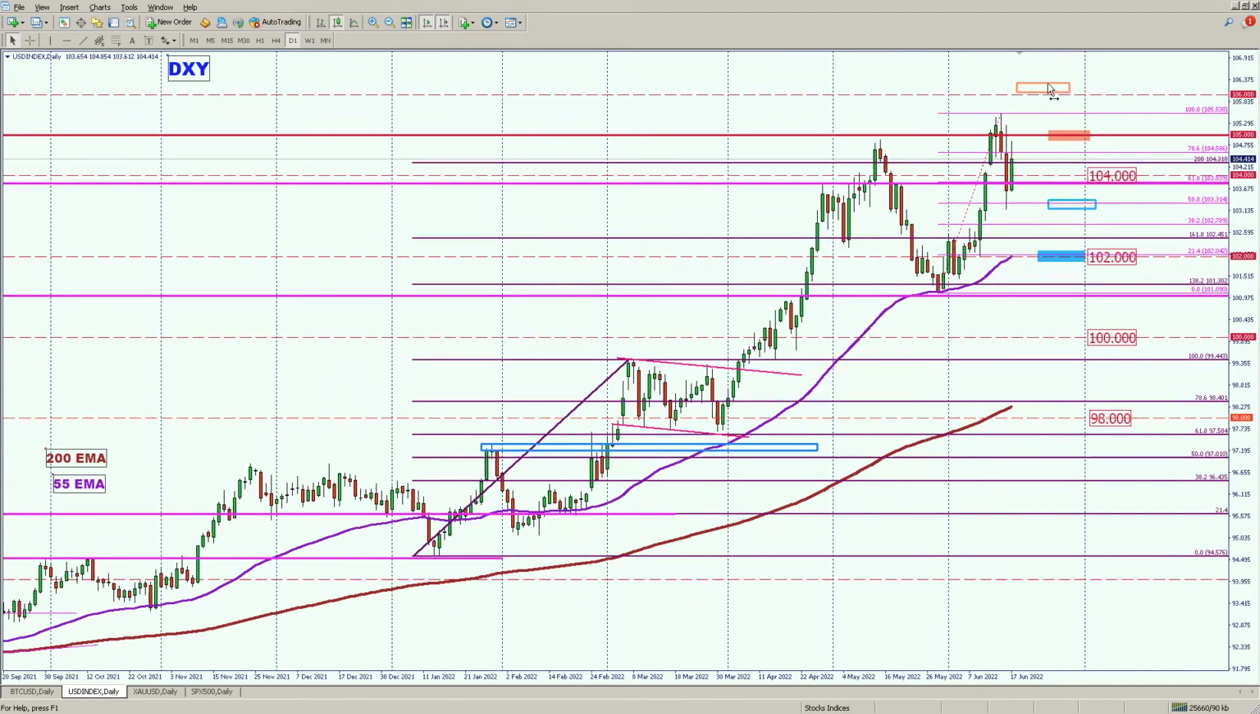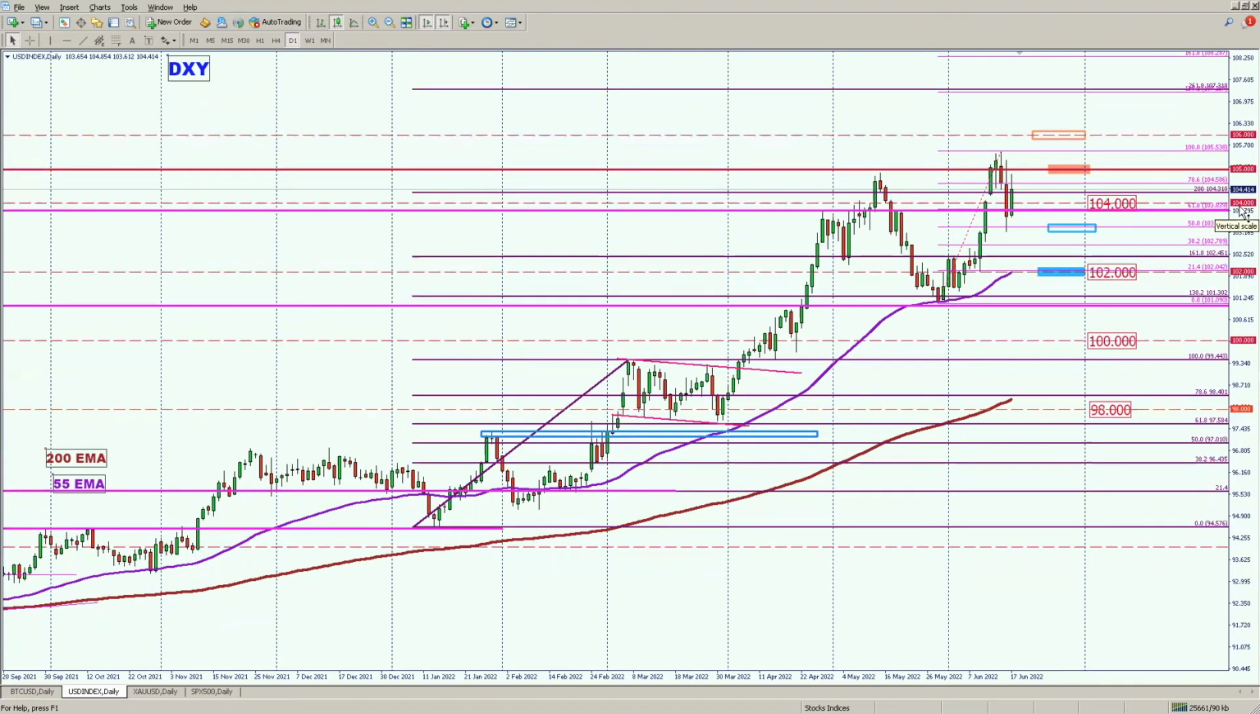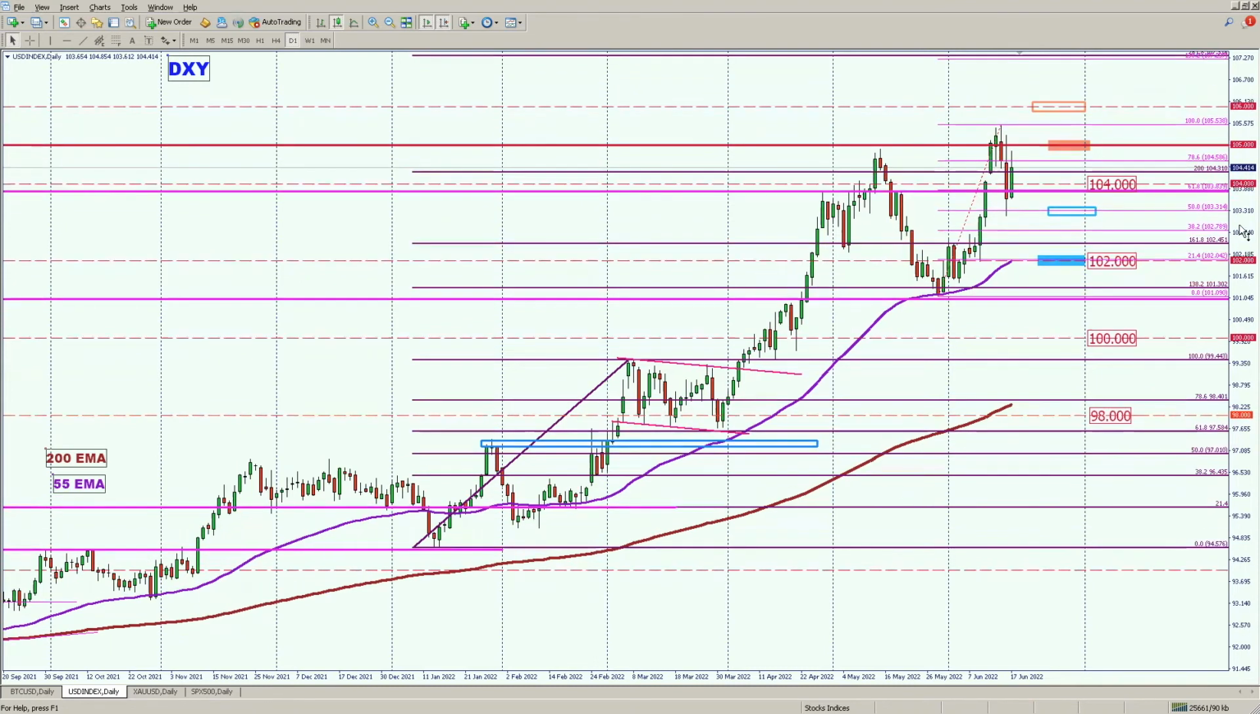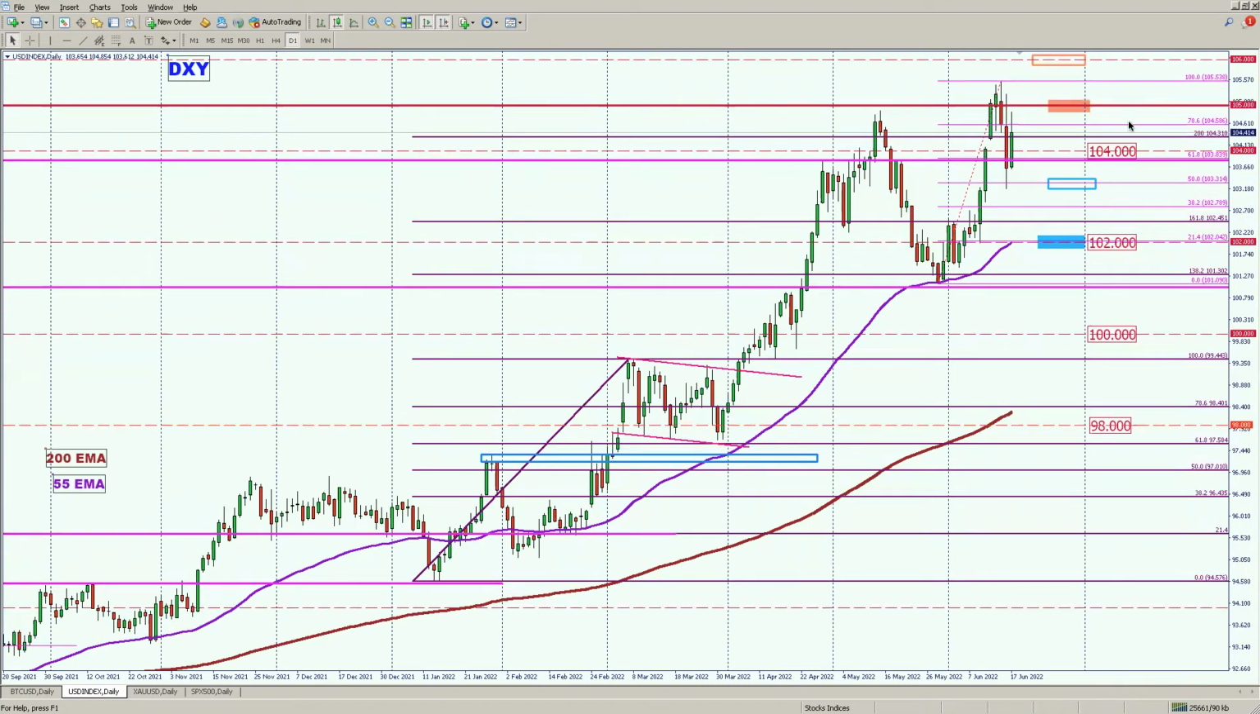And right above, we'll have the 106 as resistance. It may take a while, if it does break out higher, to get up even to the next fib extension. But for now, I think it looks like it's probably time for consolidation and to absorb all the news from last week, last couple of weeks.